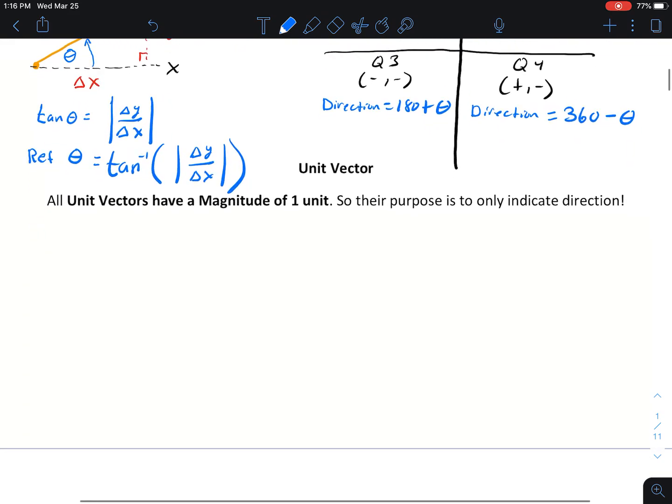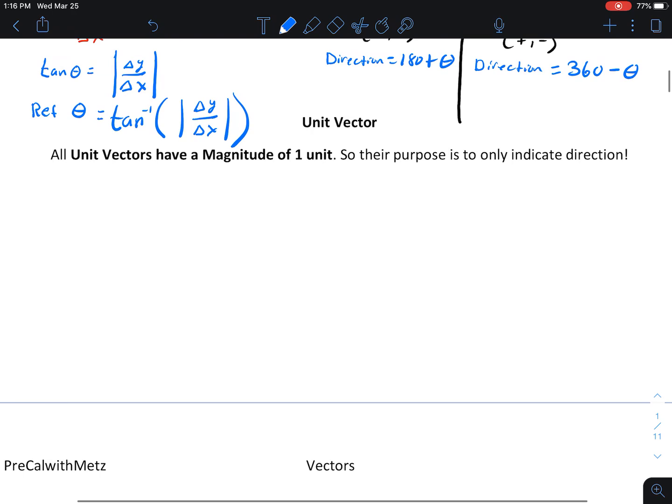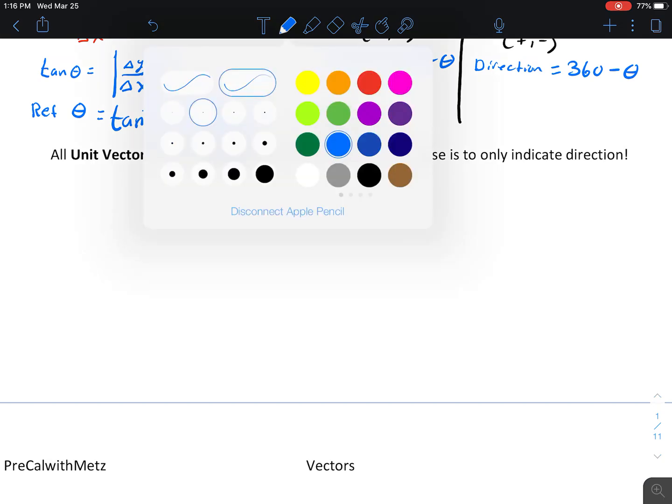And one last part, it talks about a unit vector. A unit vector has a magnitude of 1. In fact, every single one of them does. A vector has two components, per se. It has both magnitude and direction. So if all unit vectors have the exact same magnitude of 1 unit, their sole purpose is to tell me the direction in which a vector points. So what its direction angle is.